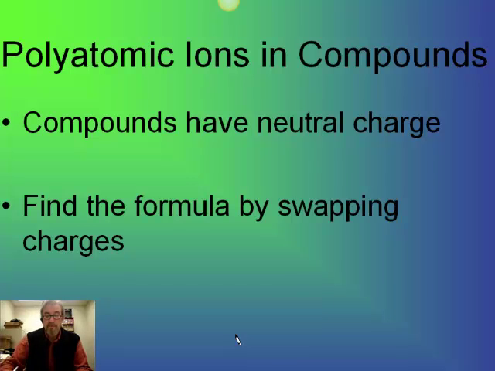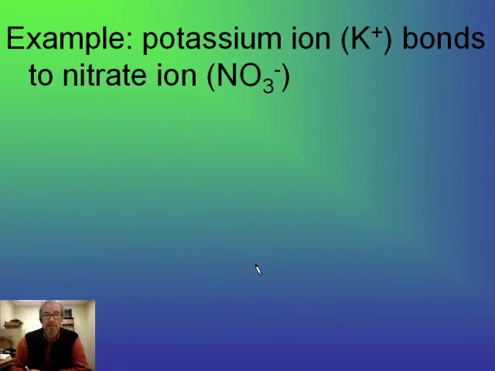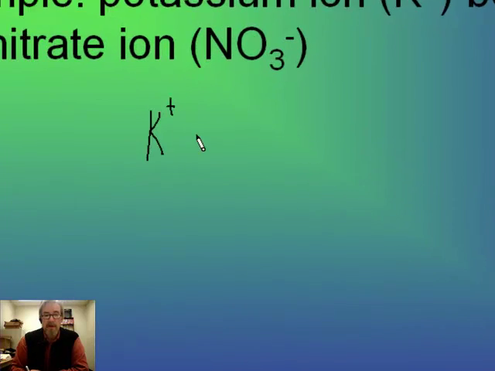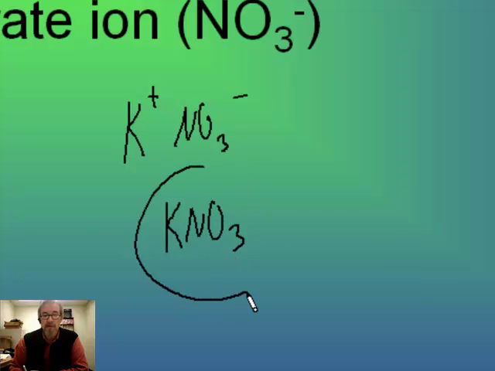So here's an example. If a potassium ion, just a group 1 monatomic ion, bonds with nitrate, I look at the charges, K plus and NO3 1 minus, and I would charge swap. They're equal and opposite charges, so I'm not going to put any subscripts except for the 3 that's already there as part of nitrate. So KNO3 would be the formula for that compound.